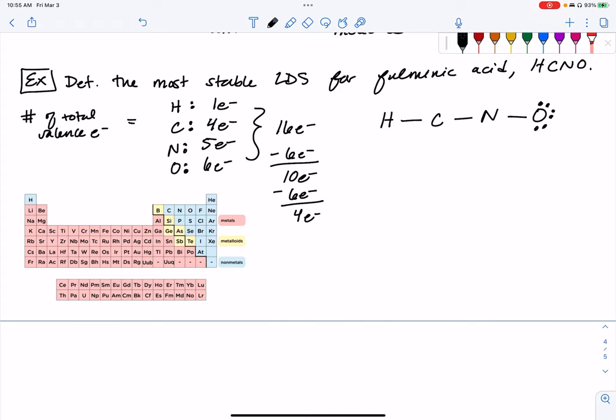And now I've got to fill in for my nitrogen. So this currently has 2 single bonds. So that is 2, 4 valence electrons. So I can add 5, 6, 7, 8.